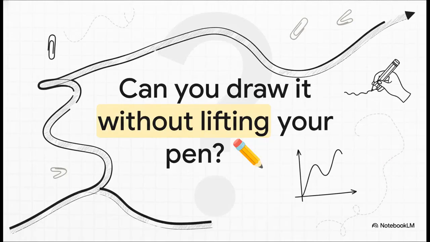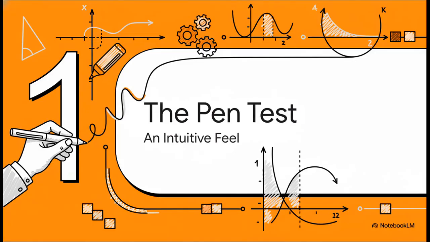All right, so let's start with that question. And I want you to forget all the formulas just for a second. Seriously, just picture yourself drawing a line, a simple curve on a piece of paper. That one physical act, that's actually the key to unlocking this whole idea of continuity. And that simple idea, that drawing motion, it gives us our starting point. We're going to call it the pen test.